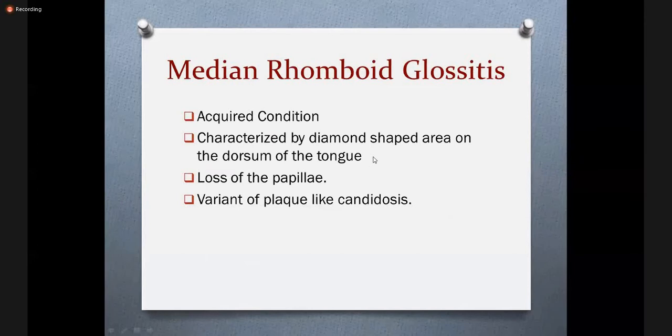Okay, median rhomboid glossitis is an acquired condition characterized by a diamond-shaped area on the dorsum of the tongue. There may be loss of papillae. It is a variant of plaque-like candidiasis. In the diamond-shaped area of the tongue, plaque forms over the tongue. It is commonly seen only in the tongue.